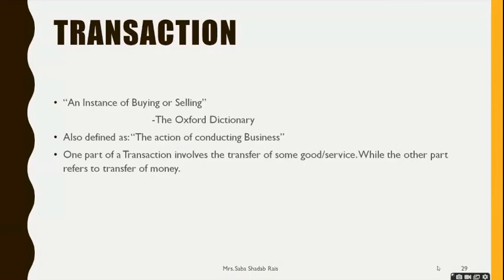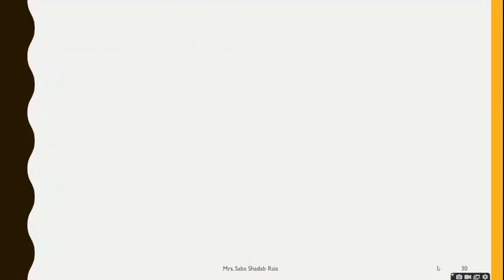One part of a transaction involves the transfer of goods or services. The transaction could be of goods, or of a service, while the other part refers to the transfer of money. If I am a purchaser, I am getting goods and services. Suppose you all are coming to the college, you are getting the service of learning, we are teaching you, and we are getting some salary. So this is the transfer of money.